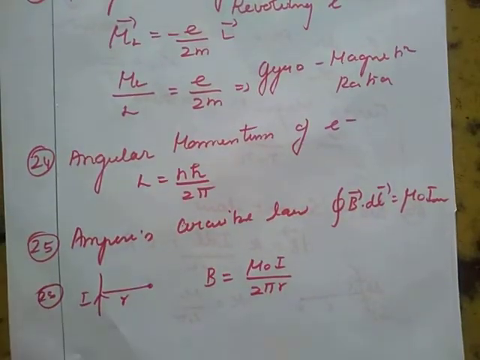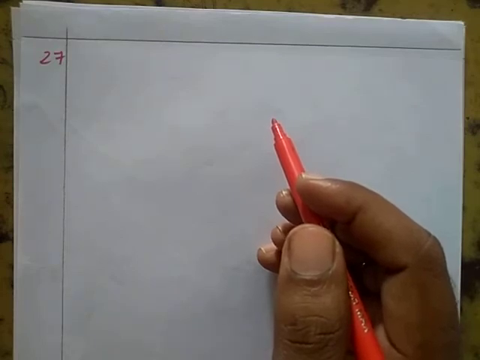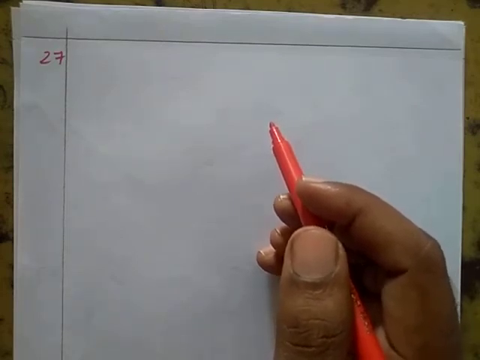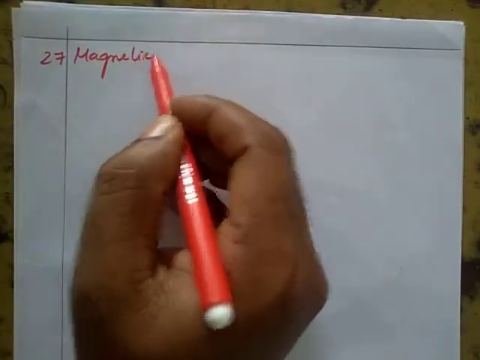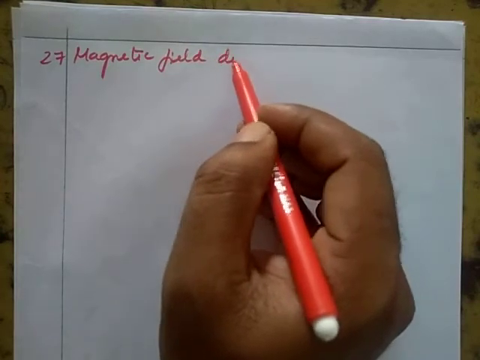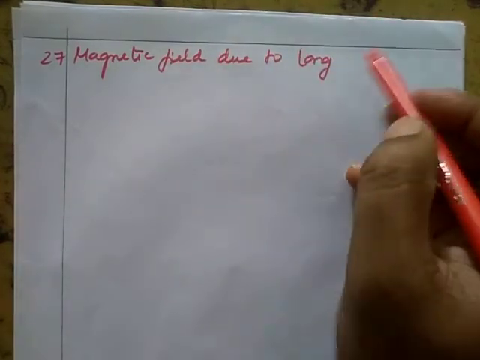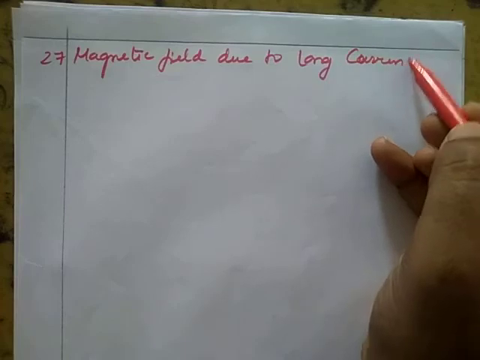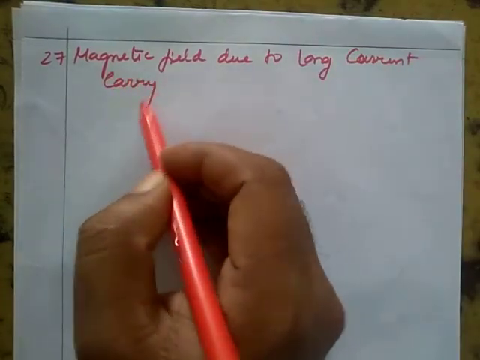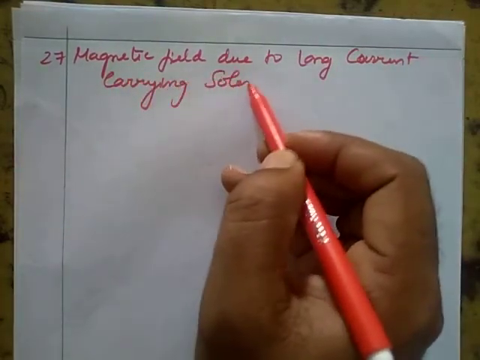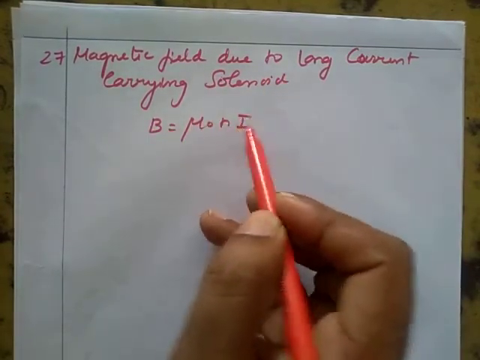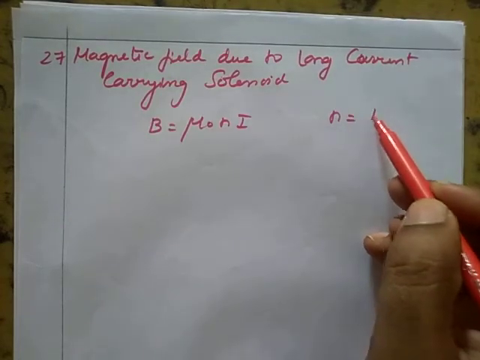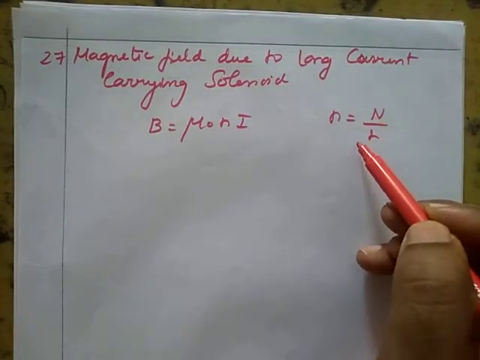Here, by using Ampere's circuital law, we found the magnetic field due to a long current carrying solenoid. That is B is equal to mu naught n I. Here n is the number of turns per unit length, known as the turn density.